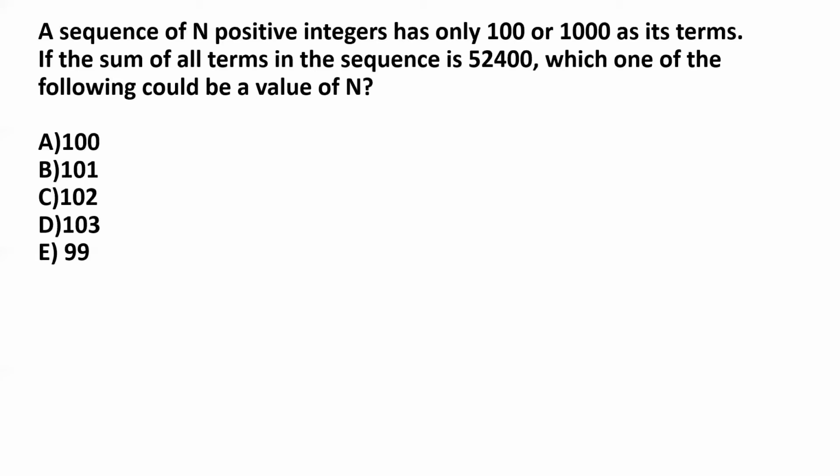So we start by letting the number of terms which are 100 be x. So we have x terms in the sequence that are each equal to 100. Similarly, we have y terms, each of which is equal to 1000. And x plus y, the total number of terms, is equal to capital N.